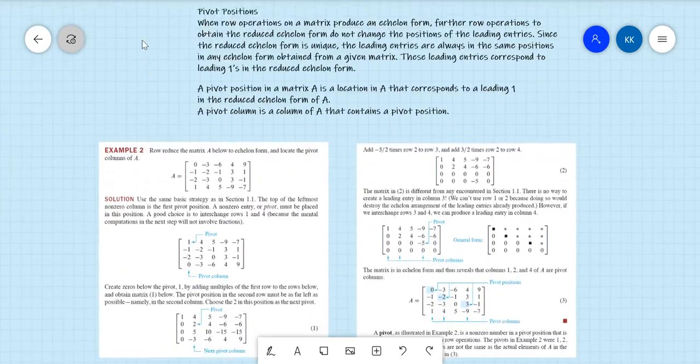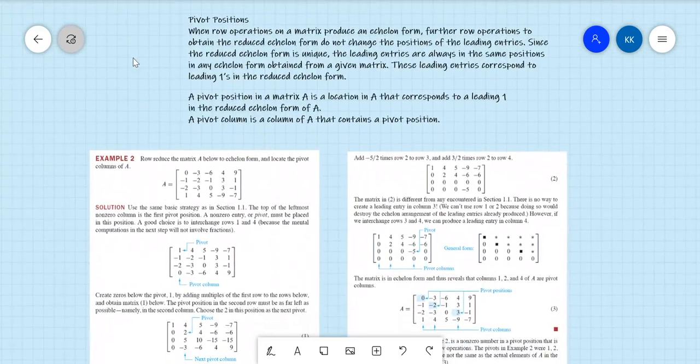Now let's have a look at what are pivot positions. This is also quite important. So when row operations on a matrix produce an echelon form, further row operations to obtain the reduced echelon form do not change the positions of the leading entries. I'll explain this. Since the reduced echelon form is unique, the leading entries are always in the same positions in any echelon form obtained from a given matrix. These leading entries correspond to leading ones in the reduced echelon form.